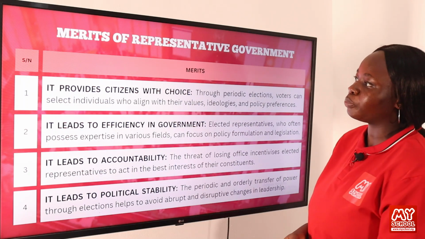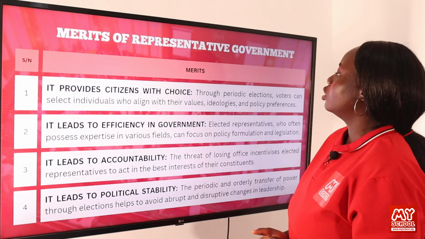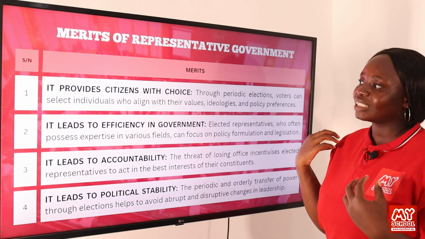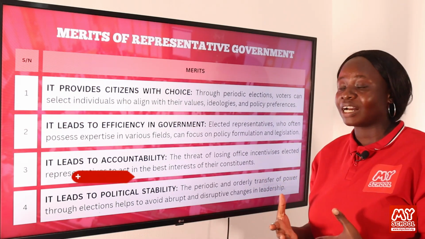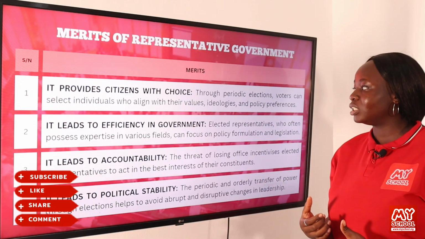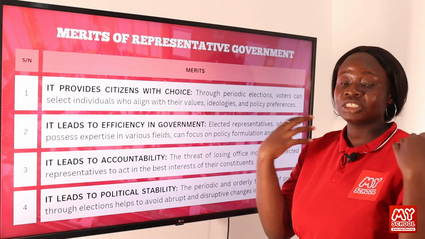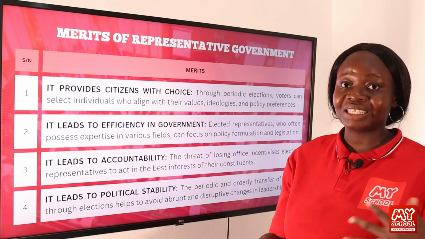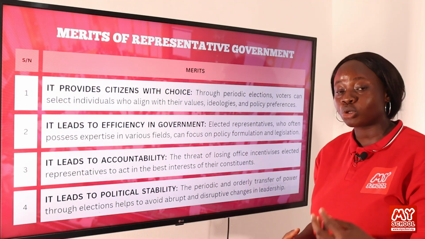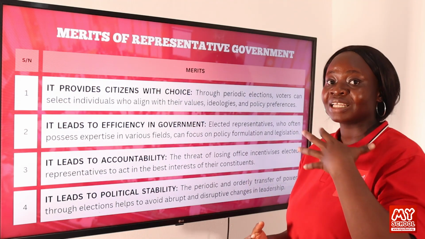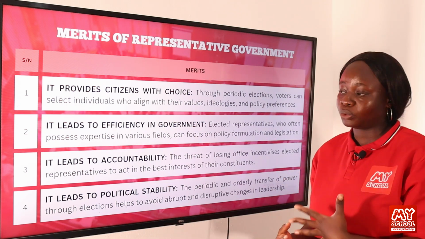One of the merits is that it provides citizens with choice. So through periodic election, voters can select individuals who align with their values, their ideologies, and policy preferences. So with that, you have so many political parties that citizens can select from, and with that, there is a lot of choice. You can choose someone who actually represents those values and ideals that you possess.